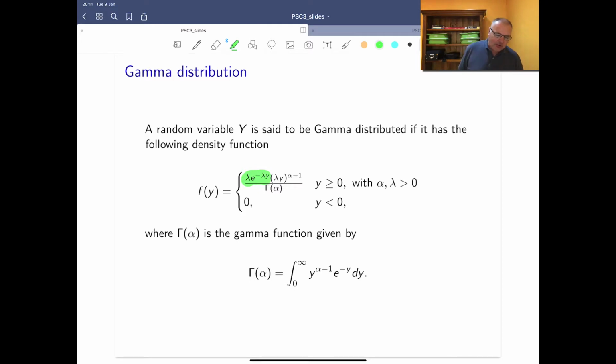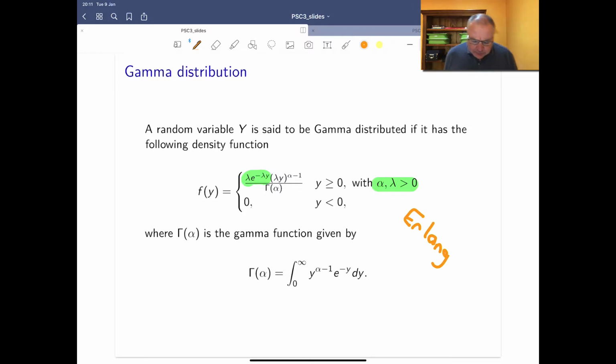There's a specific name for the case where your alpha, because at the moment this alpha can take any value, is a natural number, 1, 2, 3, 4, 5. In some texts you'll see that called the Erlang distribution. Basically, the Erlang distribution is a gamma distribution where alpha is a natural number.